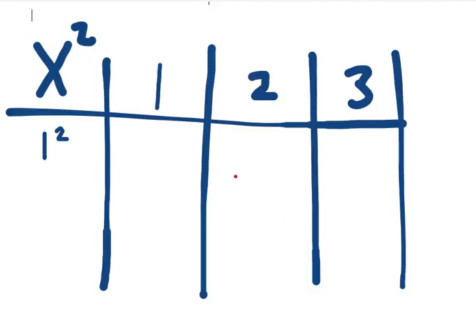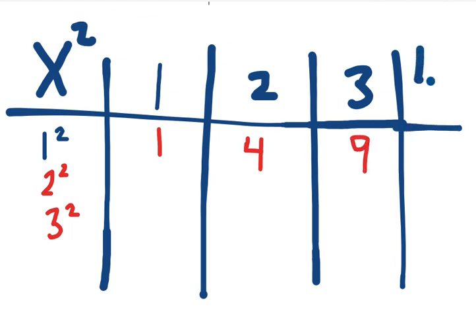So the way to do this is to draw a table of numbers. If we have input 1, we have 1 squared, which equals 1. If we put 2 into x squared, that would be 2 squared. The output would be 4. 3 squared, the output would be 9. 4 squared would be 16.